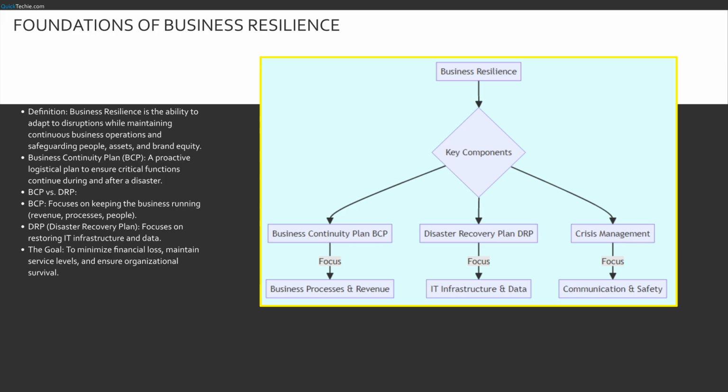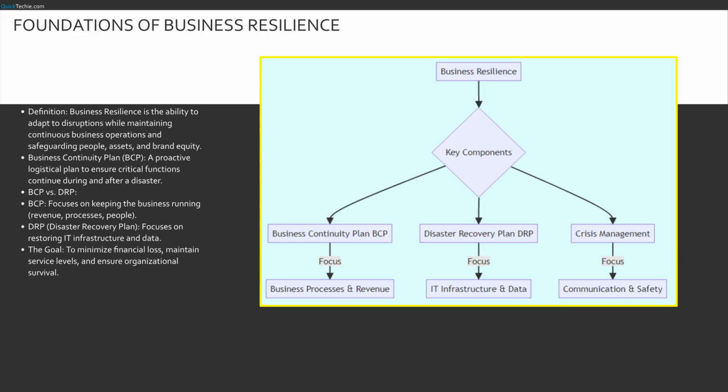It is crucial to distinguish BCP from DRP. Disaster recovery, or DRP, is technical. It's about getting the servers back online. BCP is operational. It's about ensuring the billing department can still collect revenue, customer service can still answer phones, and the business remains viable even if the main building is smoking ruins. The ultimate goal is survival. As auditors, we verify that these plans are not just documents on a shelf, but active frameworks that protect the organization's existence. This hierarchy illustrates the concept.